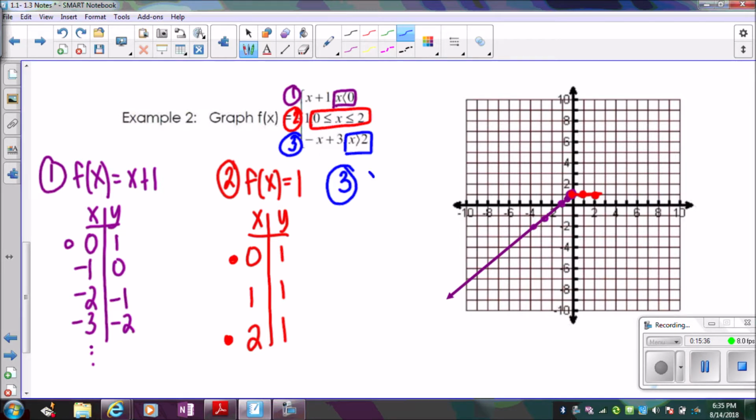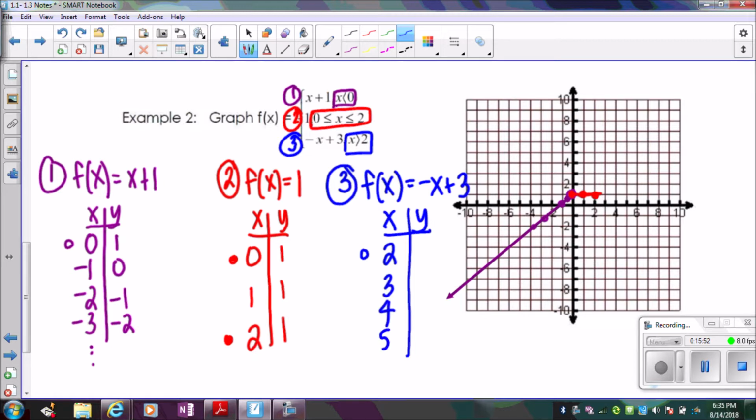Everything's filled in. Last one here, f of x equals -x plus 3. Again, start with my table. Starting at 2, and I'm going to have an open circle at 2. I want all the numbers bigger than 2. So 3, 4, 5, and so on. The dot, dot, dots also help me remember that there's going to be an arrow there. So now I'm going to plug in. So you plug in 2, you're going to get 1. Plug in 0 into this equation, it's 3. Plug in 4, you're going to get -1, then -2, and so on.